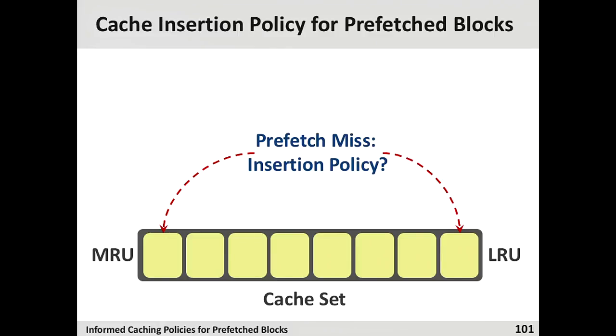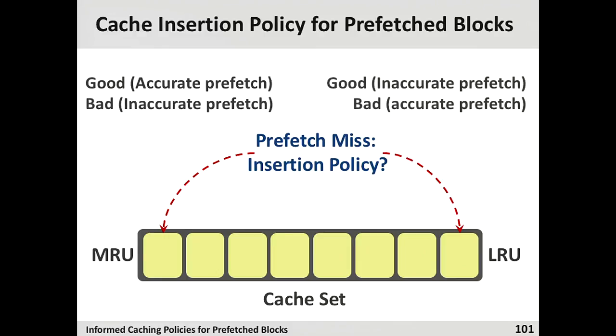And the other question that we've discussed very briefly early on: where do you insert a prefetch? This should really be guided by how well the prefetcher is doing at that point in time. You don't want to insert inaccurate prefetches into the MRU position. You really want to do this adaptively.